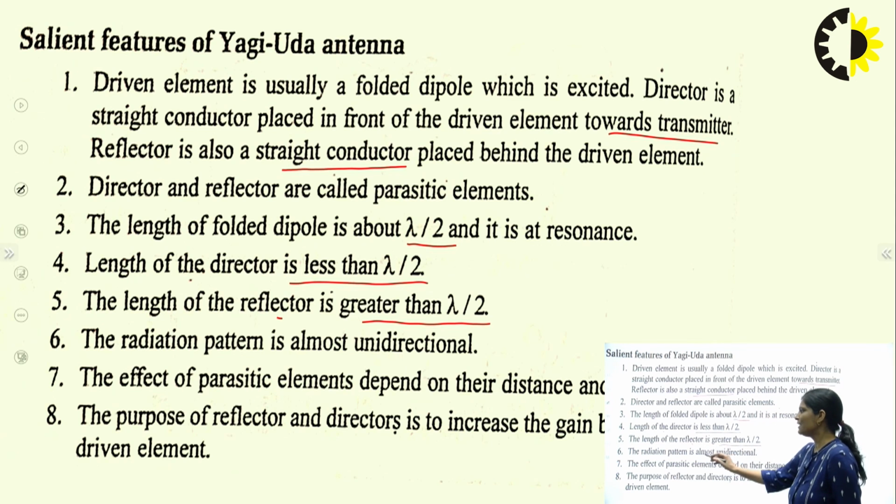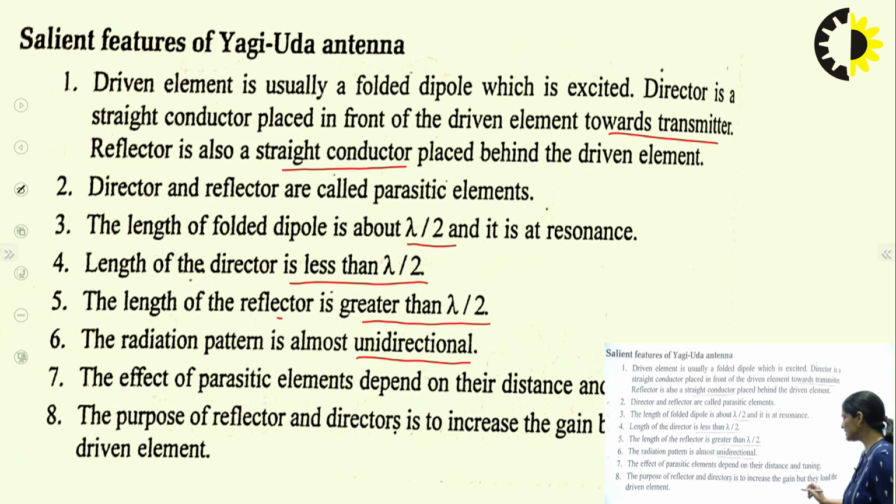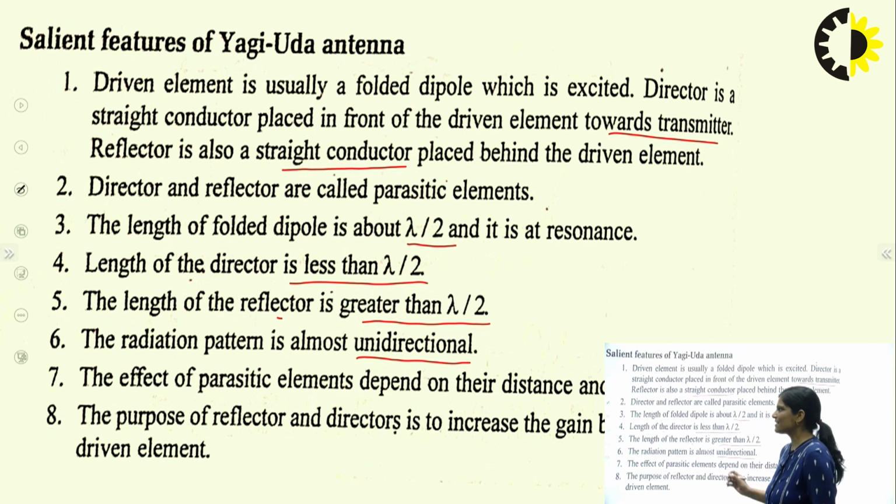Next, the radiation pattern is always unidirectional. And next, the effect of parasitic elements depends on their distance and tuning. And the last feature of the Yagi-Uda antenna: the purpose of the reflector and directors is to increase the gain, but they load the driven element. So these are the salient features of the Yagi-Uda antenna.